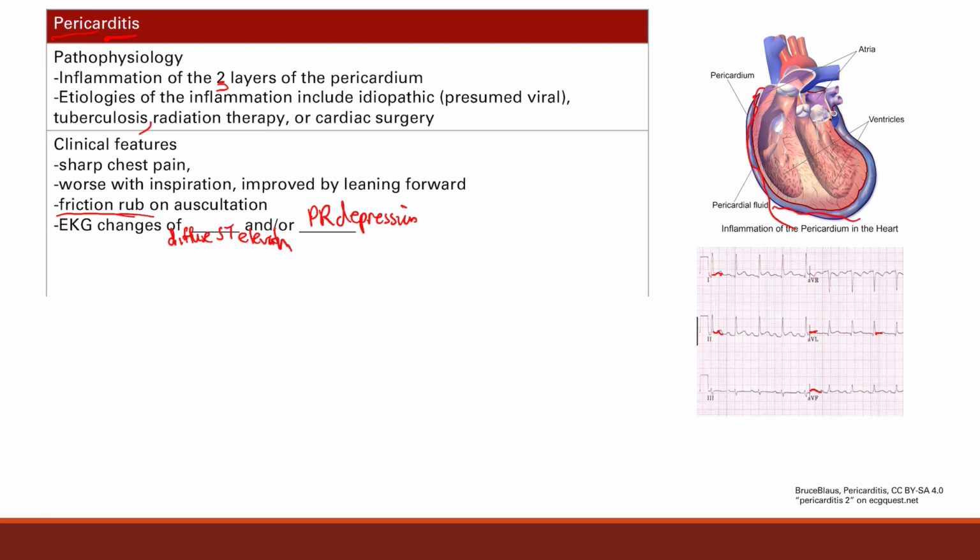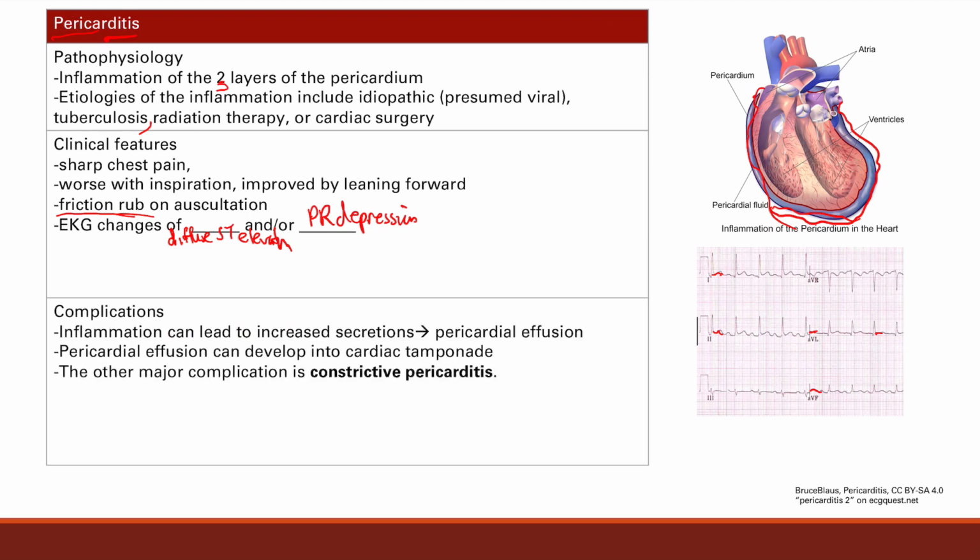Now, complications of pericarditis. Remember, the pericardium secretes fluid. There's a pericardial cavity in the middle. There's a serous pericardium that secretes fluid. And inflammation may cause it to increase its secretions. And so you're going to have increased fluid hanging out in that pericardial cavity, and that's called a pericardial effusion.